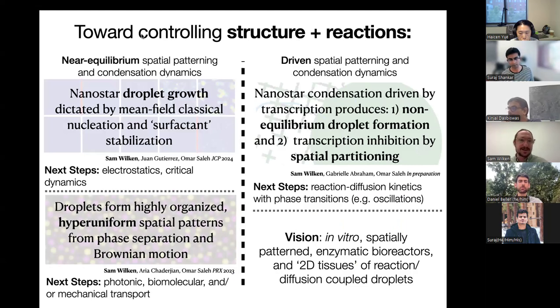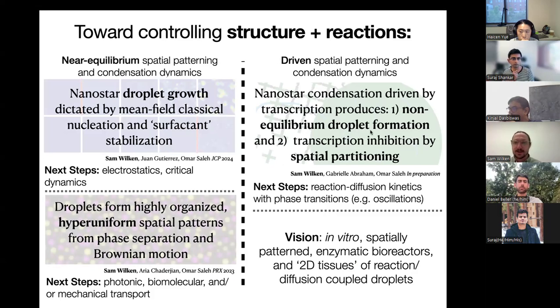So not only in a near equilibrium case, where I told you we have a nice understanding of the droplet growth mechanisms of these nanostars and also the surfactant stabilization for size control, but also the hyperuniform patterning as really a general mechanism driven by phase separation and Brownian motion. But when we start to couple these phase separation processes to driven enzymatic reactions, we see non-equilibrium condensation dynamics show up right away.